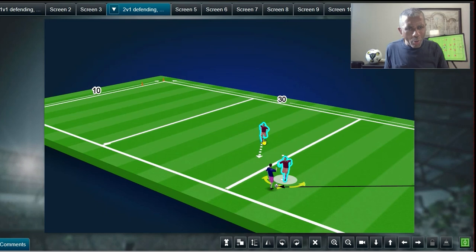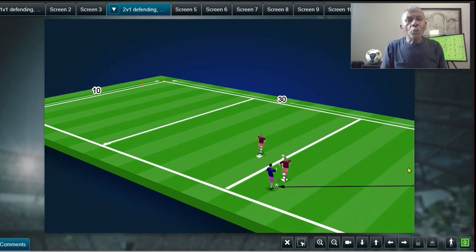ball, cover. Look at the communication. The first coaching point: don't overcommit. The communication has to be there. Don't overcommit. Be patient. Just bring him down. It means down the touchline.